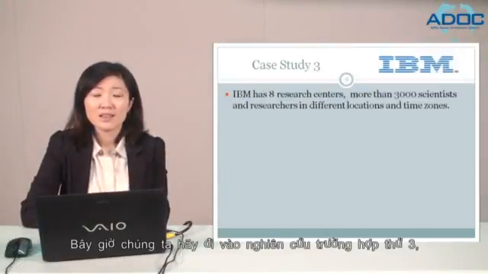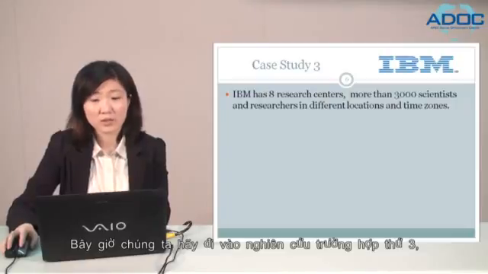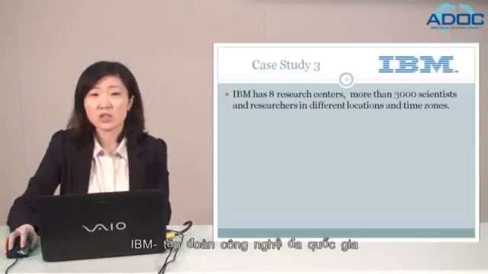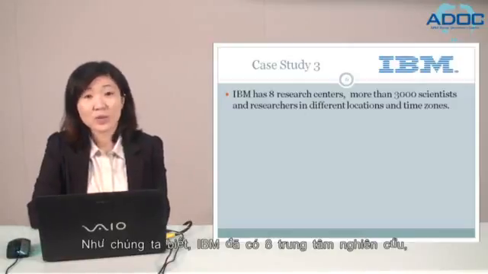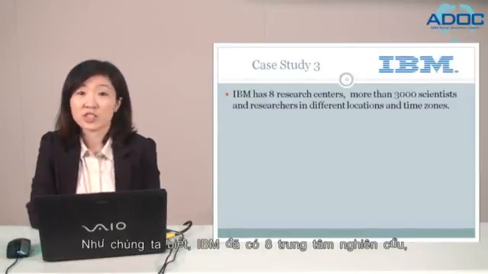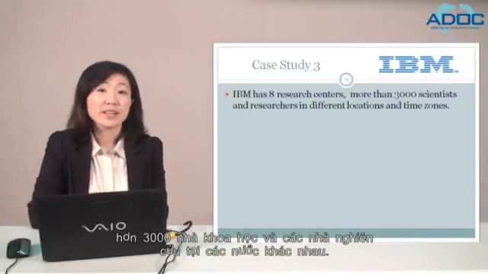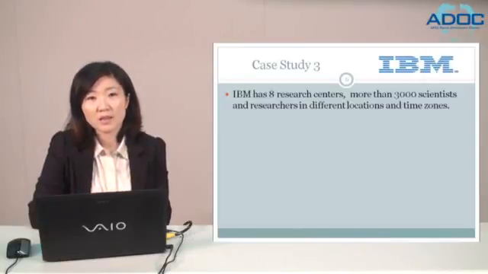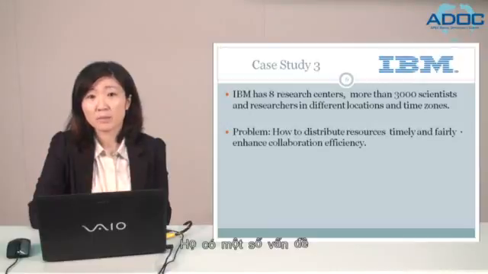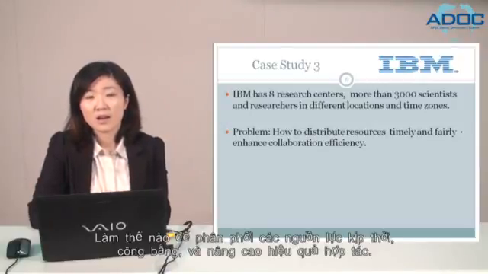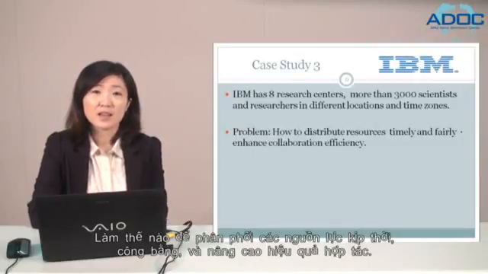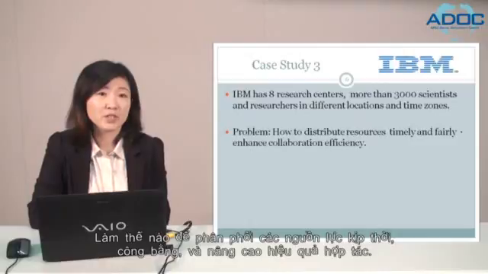Now, let's go on to the next case study. Number 3, IBM, International Business Machines. As we know, IBM has 8 research centers, more than 3,000 scientists and researchers in different locations and time zones. They have some problems: how to distribute resources timely and fairly, and enhance collaboration efficiency.